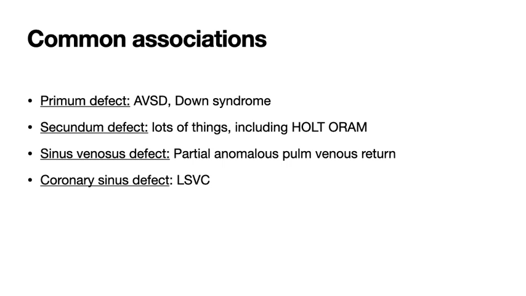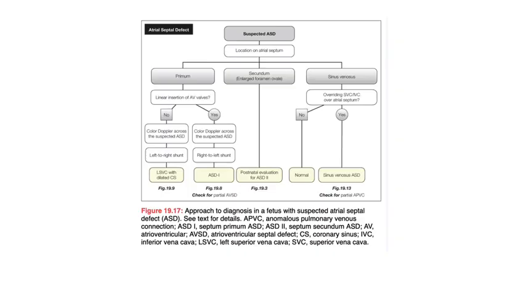Sinus venosus defects tend to be associated with pulmonary venous return abnormalities, and then coronary sinus defect is persistent left SVC. So you've got a persistent left SVC, a dilated coronary sinus, and the roof of that coronary sinus is affected. Here's the summary slide.